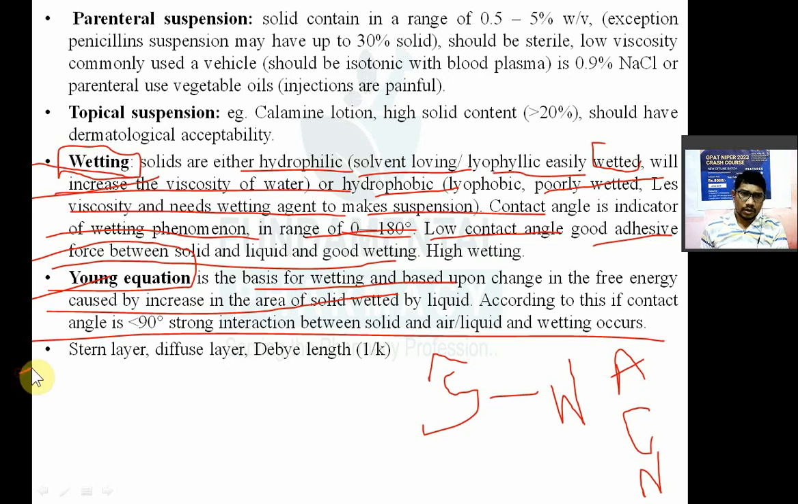After that, there is again an equal amount of positive and negative ions, known as a diffuse layer. And the DBL length is nothing but the distance over which this diffusion, this movement of the layer, occurs. So the distance is known as the DBL length.